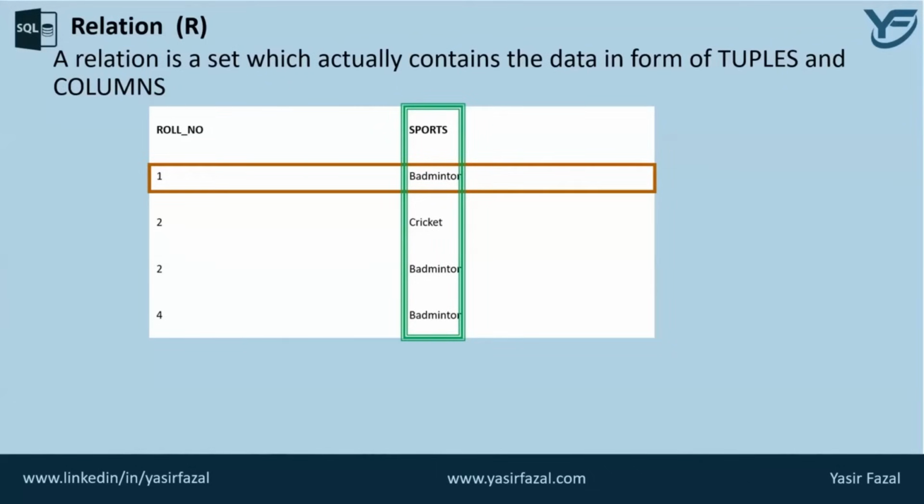For example, the highlighted green vertical lines are putting an emphasis on the column sports, and you can see that the information it contains is textual, right? If I talk about the roll number column, it normally contains only integer values, or numeral data, right?